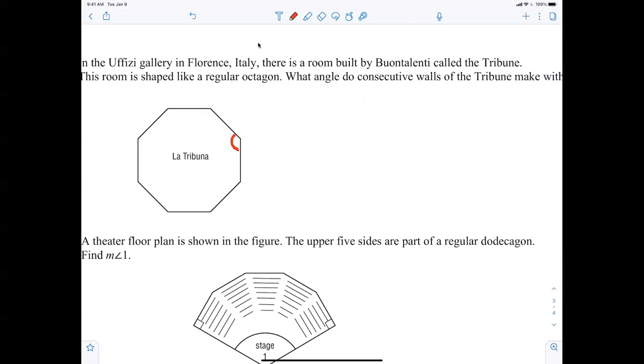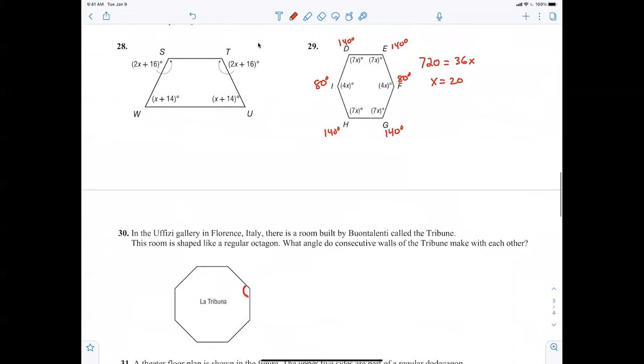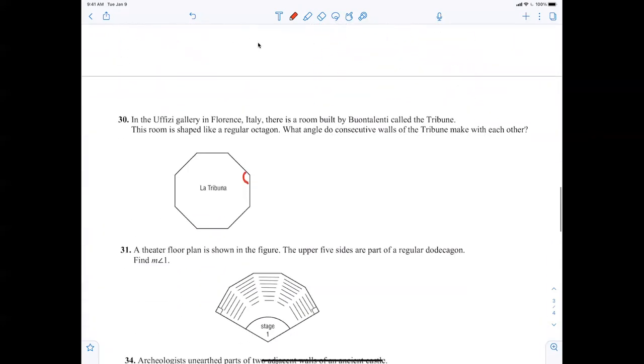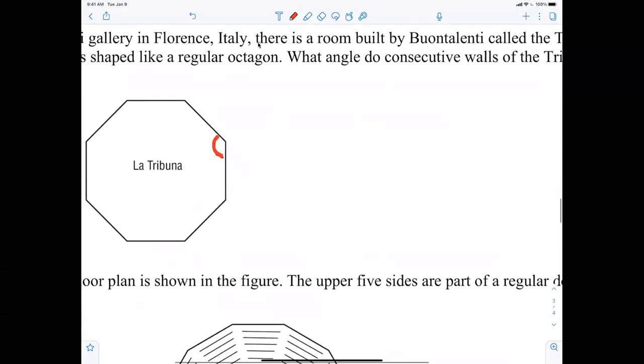Well, to me, it was always the exterior angle. I could find the exterior angle easily, right? So what's the exterior angle? 360 divided by, well, we already did that up here. What's 360 divided by 8? 45. 45 degrees. So the exterior angle is 45 degrees, which means the interior angle is what? Yes, 135 degrees is your answer.